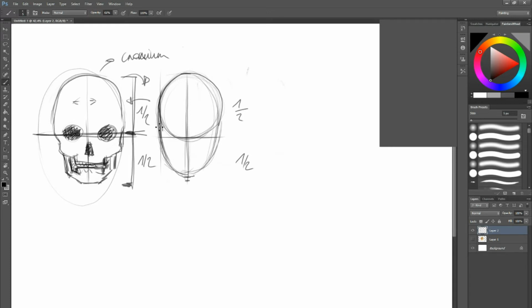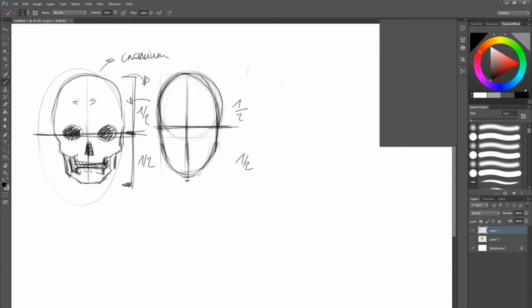Now, the shapes really depend on person by person. Some people will have a rounder shape. Some people will have a longer shape. Really depends on the person drawing. But in general, they all have this egg shape. Half of that. Okay, that's about half.